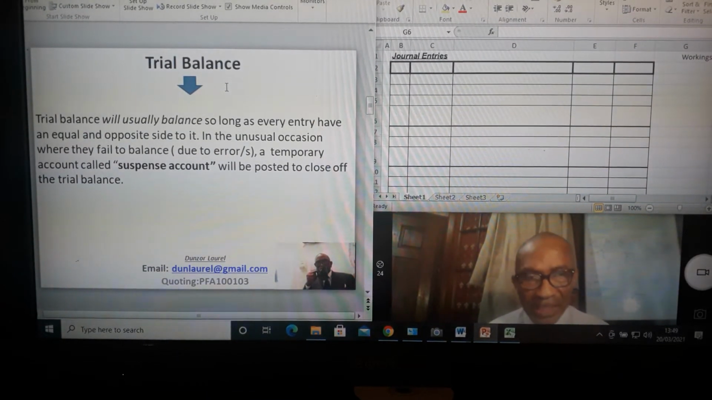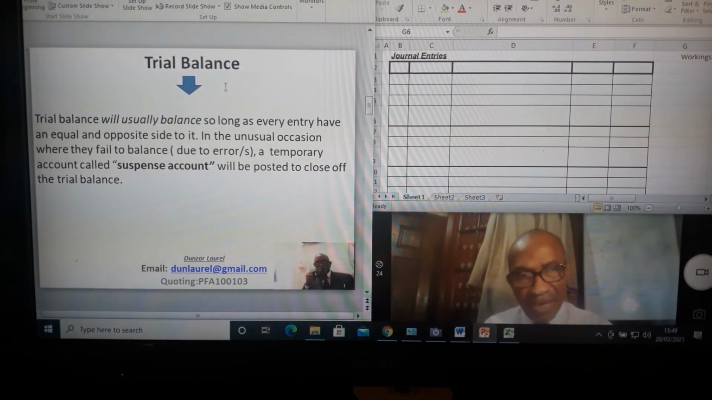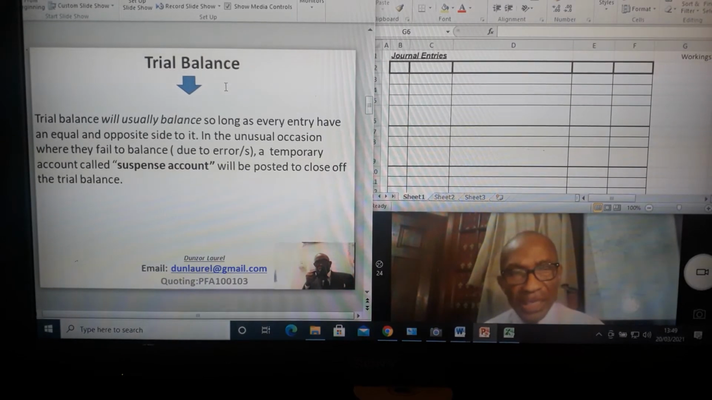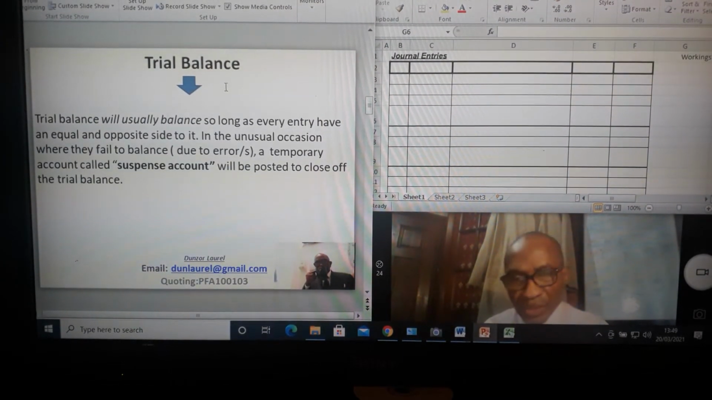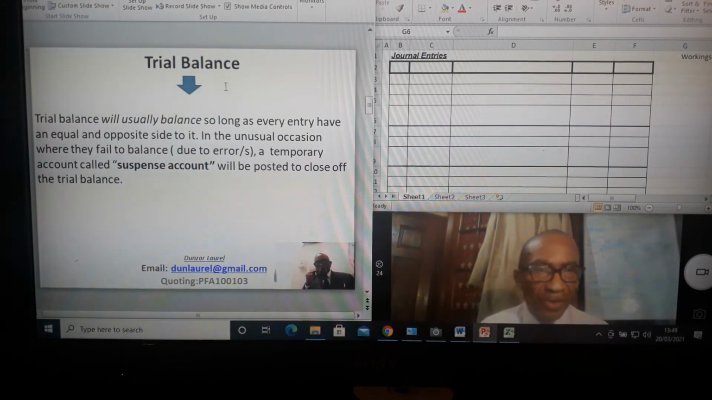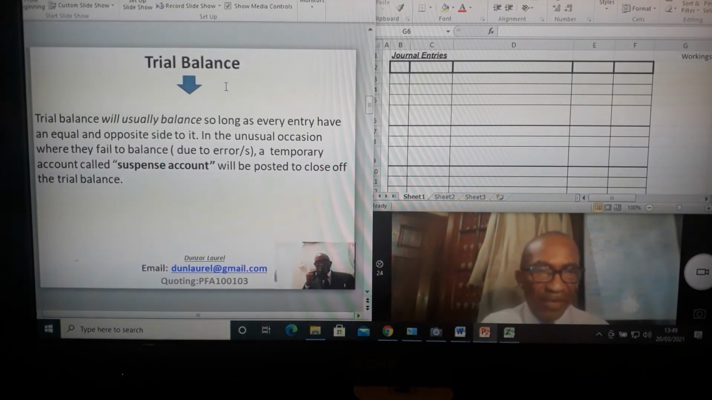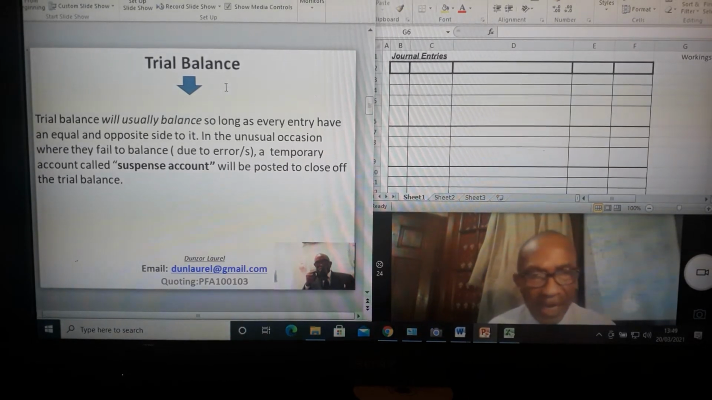Though we are dealing with journal entry, since we are here with the trial balance now, it's good to know that the trial balance usually balances so long as every entry has an equal and opposite side to it. So if you debit 100, there must be a credit of 100. It could be in 2 bits, like maybe debit 100, credit 50, another credit 50, but both sides of the account must balance.